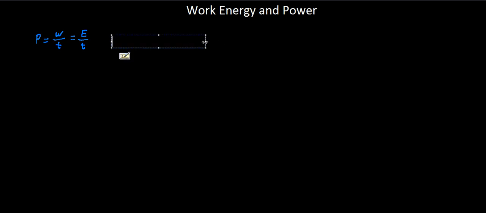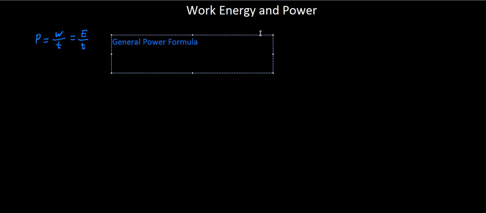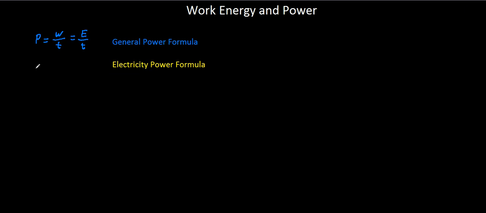So in our last video, we figured out what our general power formula is. I call it our general power formula because it can be used for any calculation for power. It is the formula for power in general. But when dealing with electricity, there's another way to write this formula, another way to calculate power. Let's say this is our electricity power formula, and we'll go ahead and write that one out as well. It's super simple. It's just power equals current times voltage.